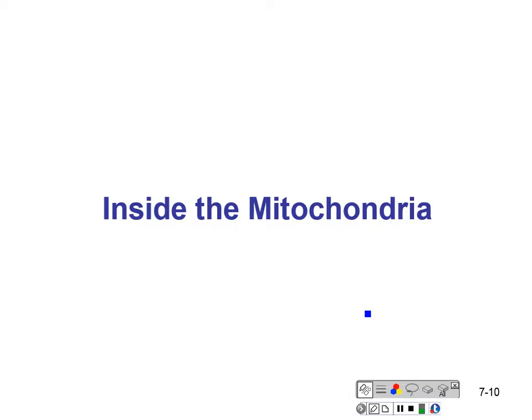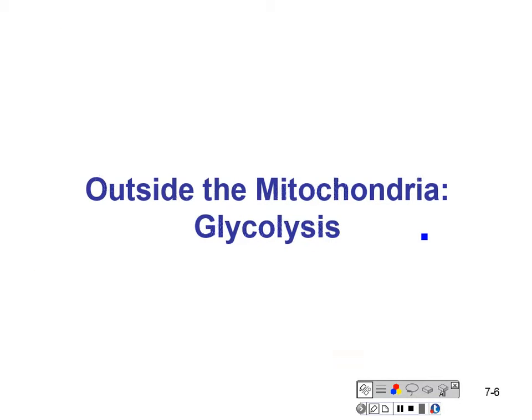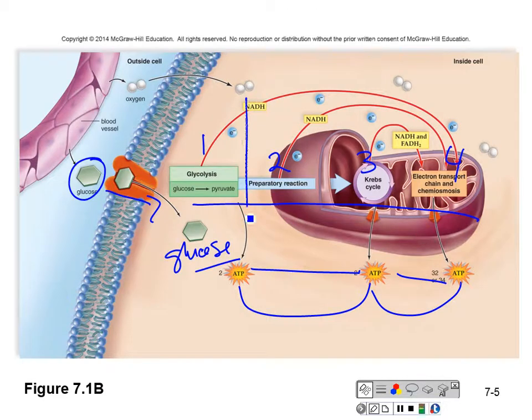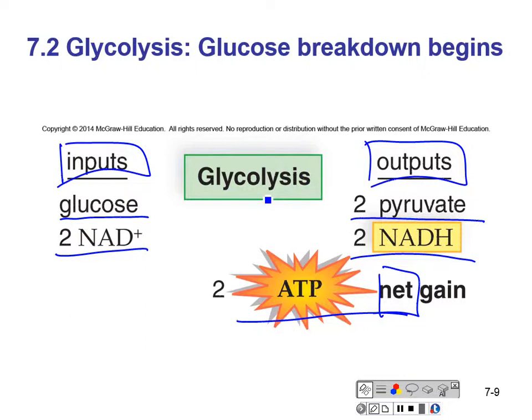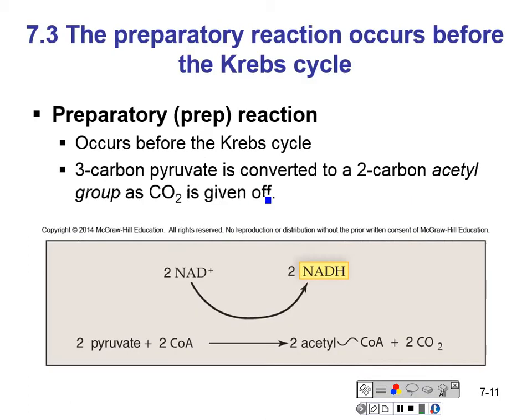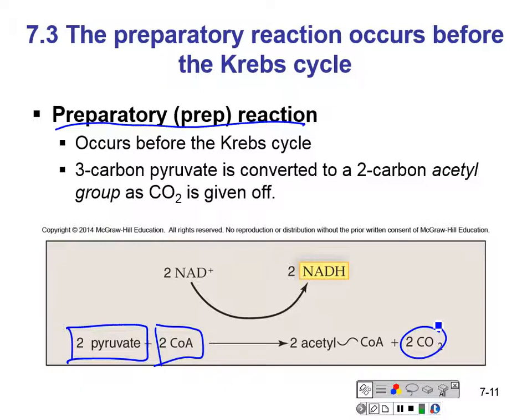Okay, so they want to make sure you understand inside the mitochondria. So I could go back here. We just finished this section right here. To get into the mitochondria, we're now talking about the preparatory reaction. The preparatory reaction is going to take these pyruvates and modify them by adding this CoA, and it's going to strip off some carbon dioxide.